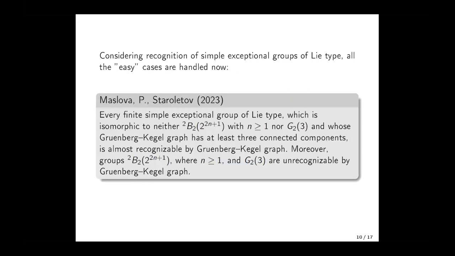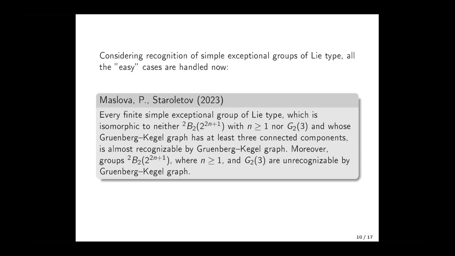So considering the recognition of simple exceptional groups of Lie type, all the easy cases, where by easy I mean that we have a lot of components, are handled now. And let me read our main theorem. Every finite exceptional group of Lie type, which is isomorphic to neither a Suzuki group nor G2(3^f), and whose Gruenberg-Kegel graph has at least 3 connected components, is almost recognizable by Gruenberg-Kegel graph. Moreover, Suzuki groups and G2(3^f) are unrecognizable by Gruenberg-Kegel graphs.